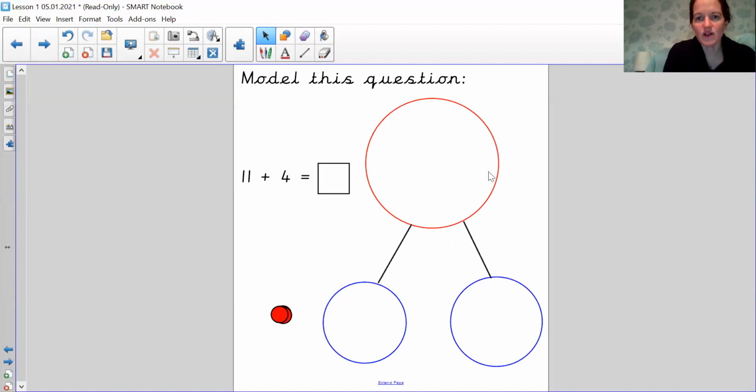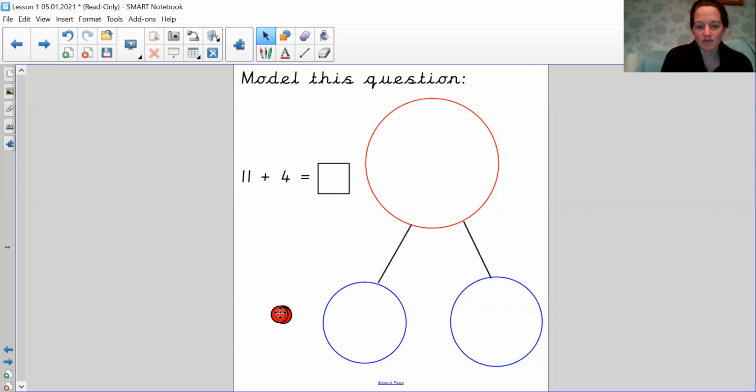So let's review. This part of our part-whole model is the whole. Your turn. Whole. And then down here, we have 2 parts. Your turn. 2 parts. Parts. So we got 11 plus 4 equals something. When we look at our part-whole model, we say part plus part equals our whole.